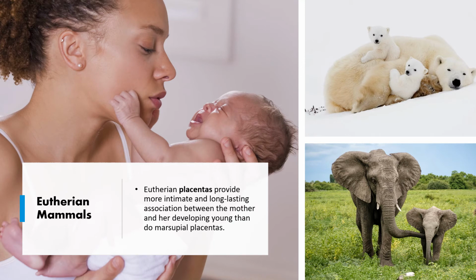Eutherian mammals, which are going to include, I think, what we tend to think of as a mammal. So, humans, elephants, polar bears, things like this. These are going to have kind of this long-lasting association between the mother and her developing young. Okay, and so the baby will be inside gestating or developing for an extended period of time. So in humans, it's about 9 months. In elephants, it's over a year. And so it's going to depend on the group, but the majority of the development is going to happen inside the womb.